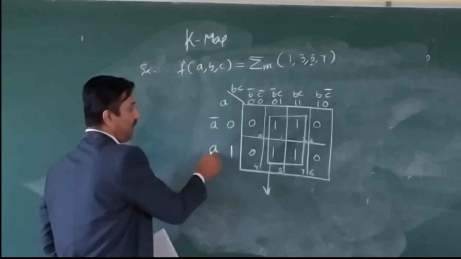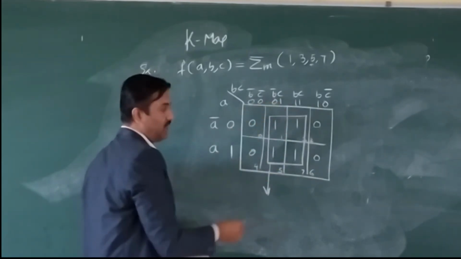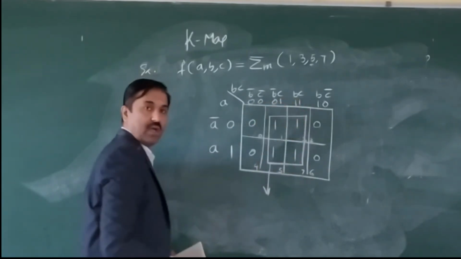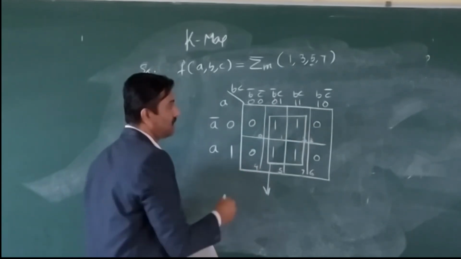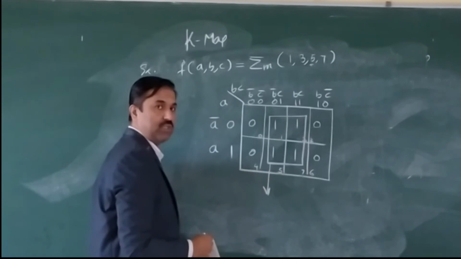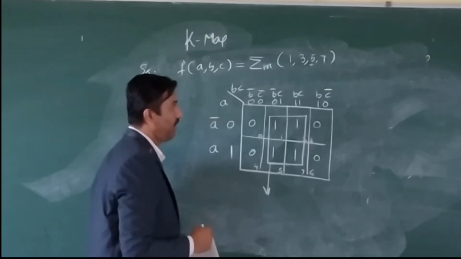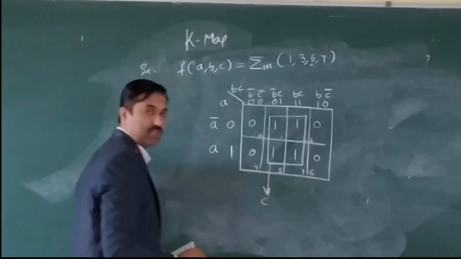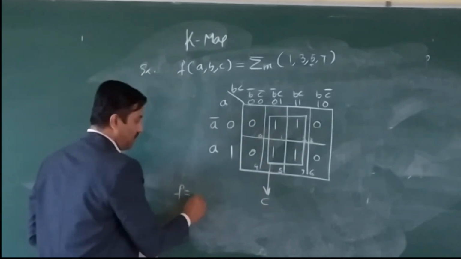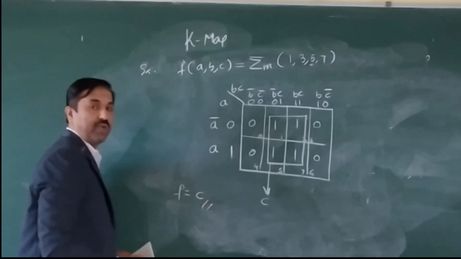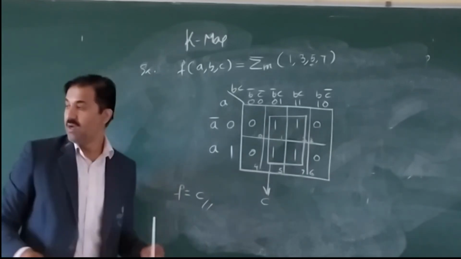So as both A and A bar are changing, for these two ones we have B bar C, and for these two ones we have B C. So what is the expression that is coming out? The term which is changing will be removed, and the term which is constant will be a part of my expression. The term which is constant is C. So the final expression F is equal to C. This is the final output of this K-map for the given Boolean function.